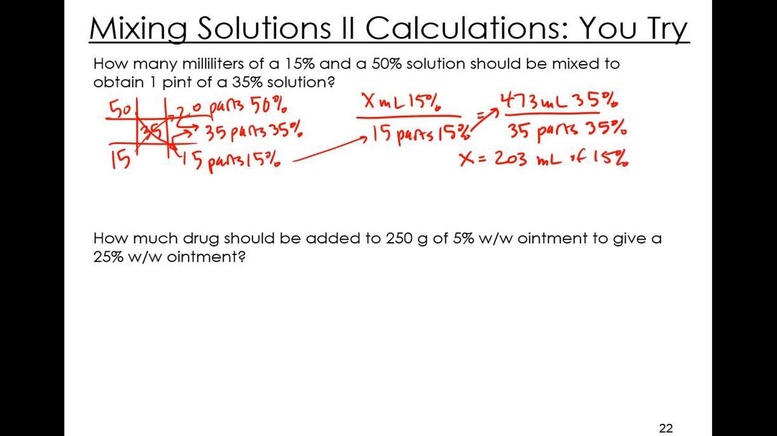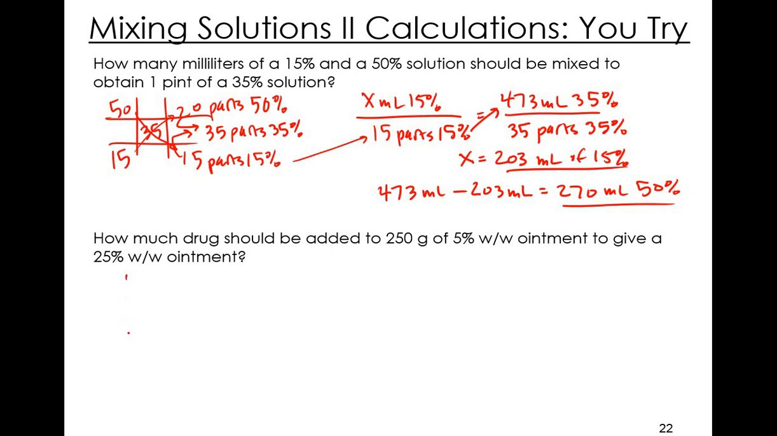Okay, we also need to know the mils of 50% that we'll want to add. So we could set up a second proportion. It's probably easier though just to say let's take the total volume and subtract the volume of the 15%, and whatever's left, 270 mils, is the volume of the other solution, 50%. So 203 mils of 15%, 270 mils of 50%.